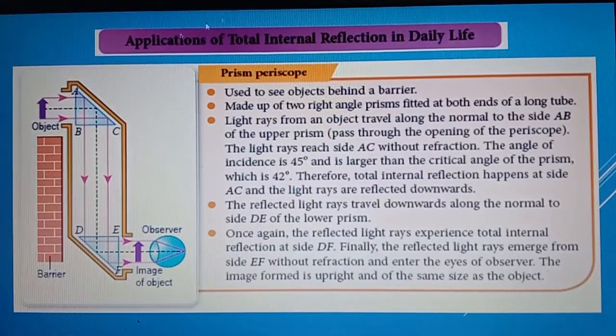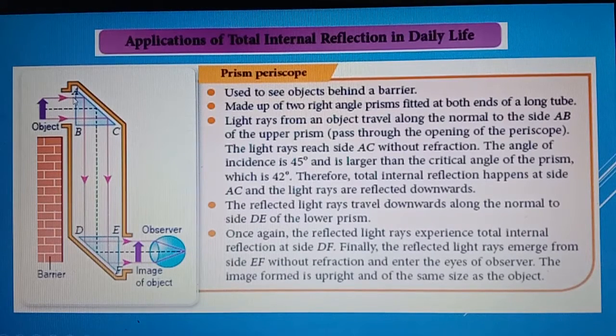So what is the prism periscope used for? To observe an object behind an obstacle or barrier. It is made up of two right-angle prisms, 45 degree prisms, fitted at both ends of a long tube. Light rays from the object travel along the normal to the side AB of the upper prism. The light ray reaches side AC without refraction. So you can see light travels in a straight line here.